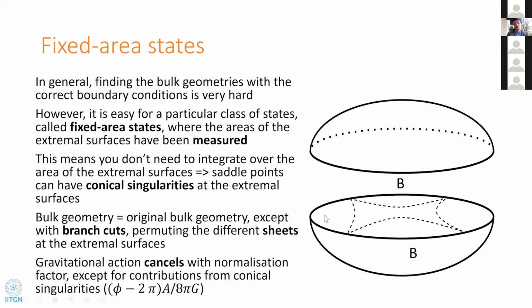Great thing about this is that everywhere except for near these surfaces, the geometry just looks like the original n equals 1 geometry. When we normalize the states by dividing through by trace of rho, that cancels the contribution from all the gravitational action except for the contribution at the conical singularities, right? Because the conical singularities only exist in the geometry where we're gluing together the different sheets. These conical singularities give a contribution to the action. It just looks like the conical excess times A over 8 pi G, where A is the area of the surface.